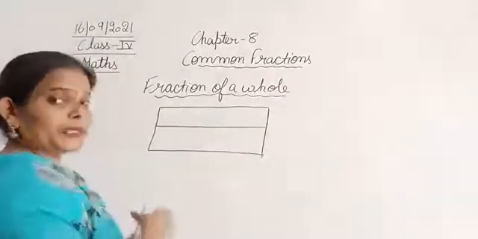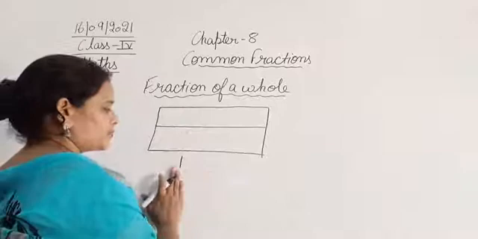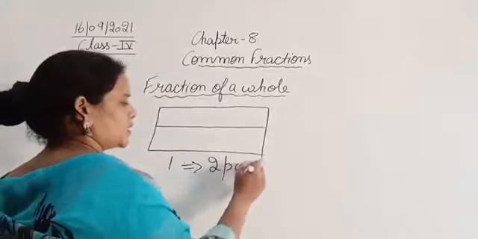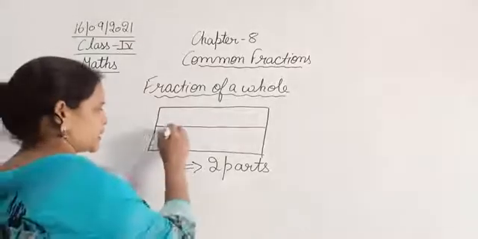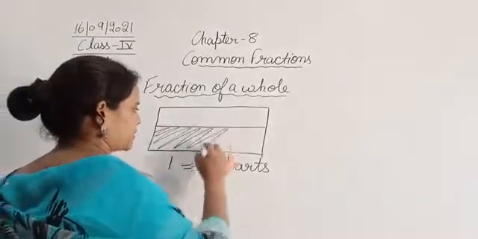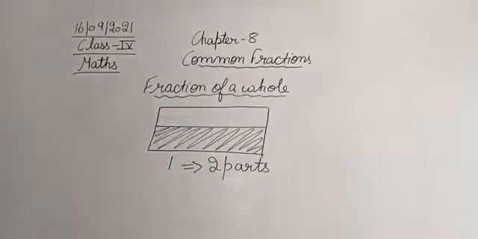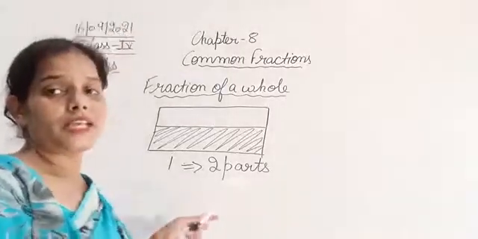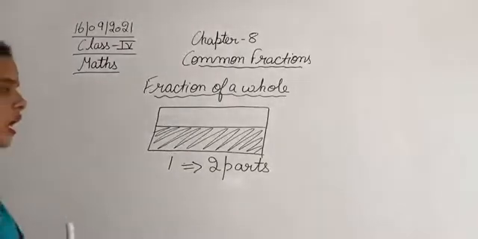But ये है क्या? This complete is one. Now the one is divided into two parts. So this was one, now it is divided into two parts. Now if I color this, suppose I have colored this part. Now the question is, आपसे पूछा जाए तो how much part or how much fraction of this given figure is shaded?